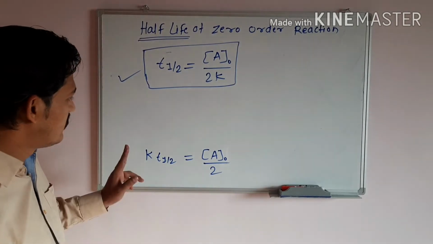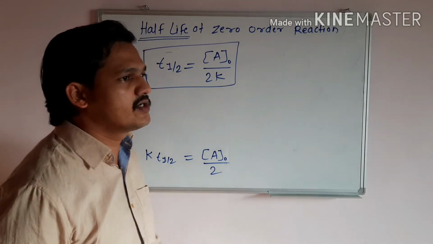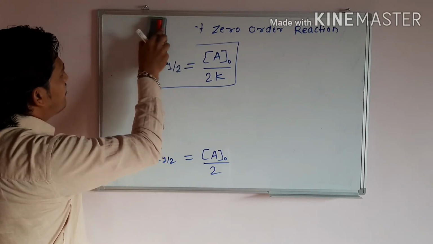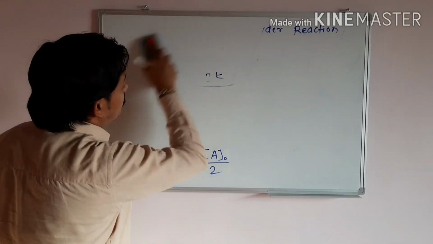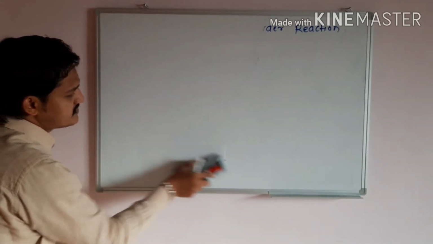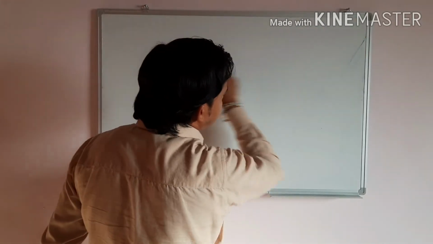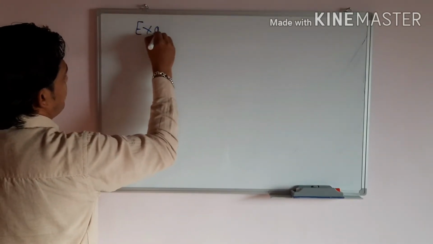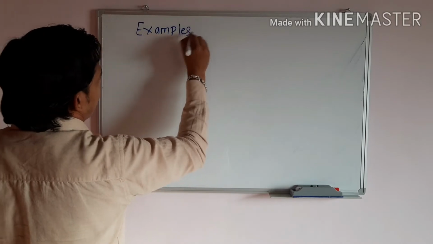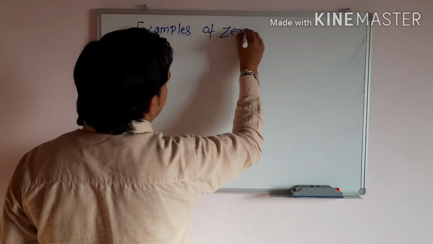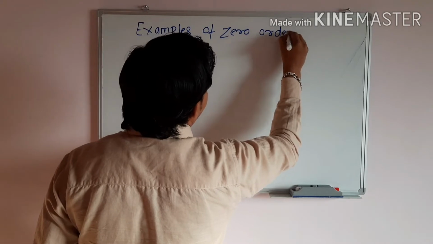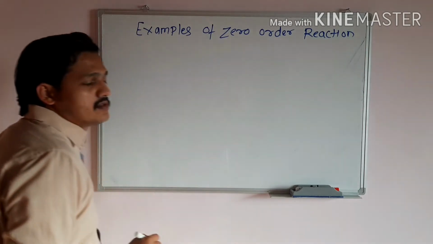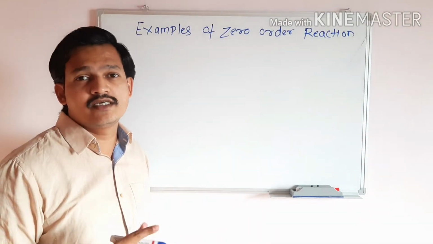Okay, hopefully you understood this. Now we are going to move to our next point, that is examples of zero order reaction. The examples of zero order reaction are not common.